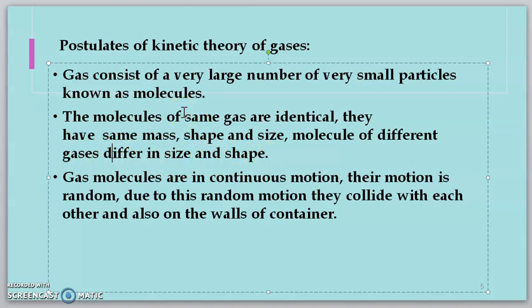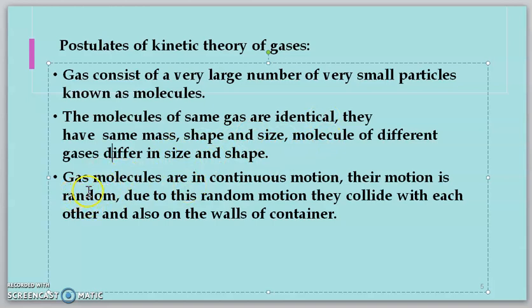So in the first postulate we have seen that gas consists of small particles known as molecules, and these molecules of the same gas are identical. Suppose we have oxygen gas, so all the molecules of oxygen are the same in mass, shape and size, and if other gases like nitrogen and hydrogen are there, the molecules of those gases differ from the other one. So the molecules of the same gas are identical.